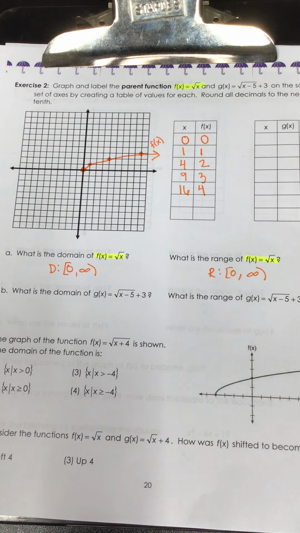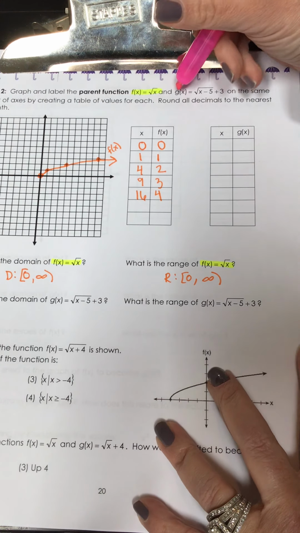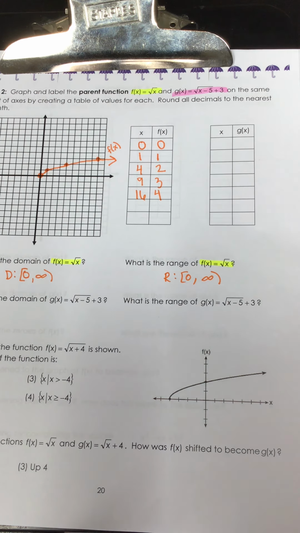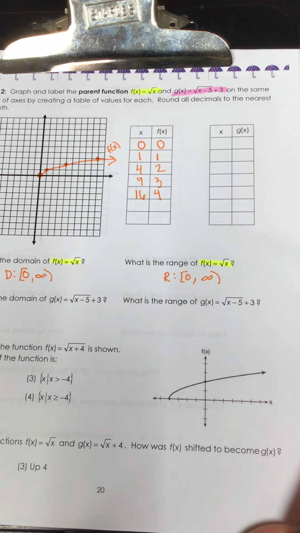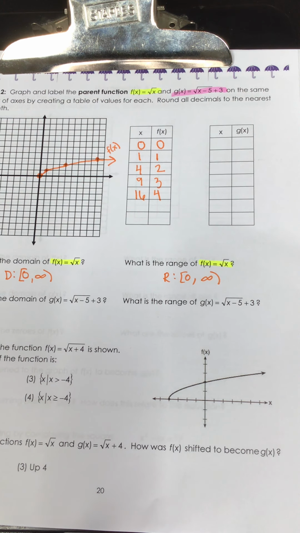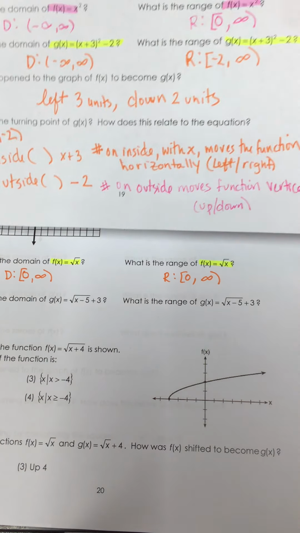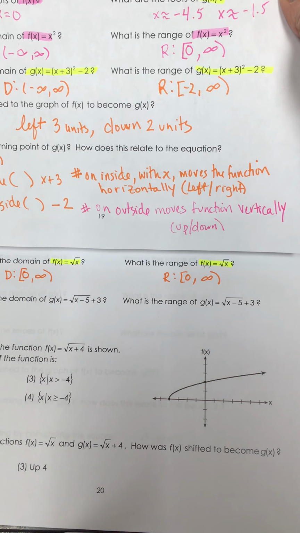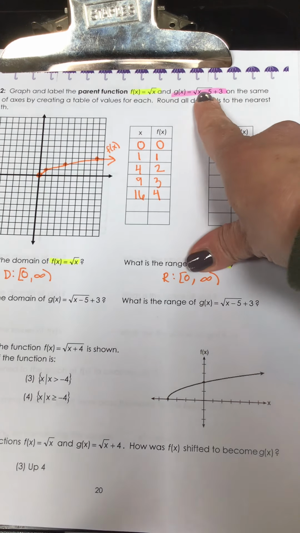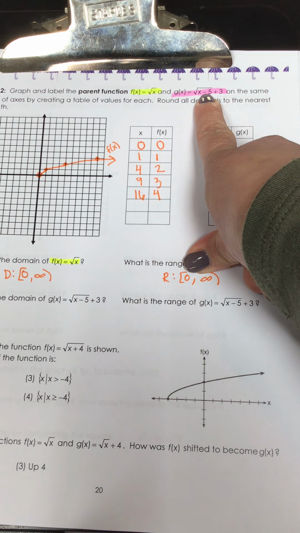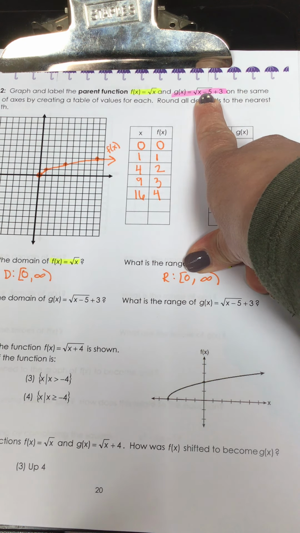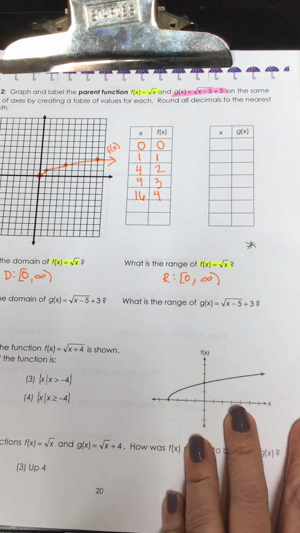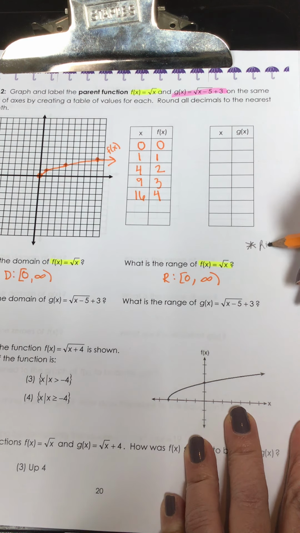Okay, now I'm coming back up to the top. g of x equals square root of x minus 5, plus 3. All right, let's think about what I was talking about at the bottom of the last page, and let's try and guess what's going to happen. I said number on the inside with x moves the function left or right. So this guy's going to be moved 5 left or right. Well, the inside always does the opposite. So I'm just going to make a note down here and we can check it afterwards. I'm saying that this guy's going to move right 5.